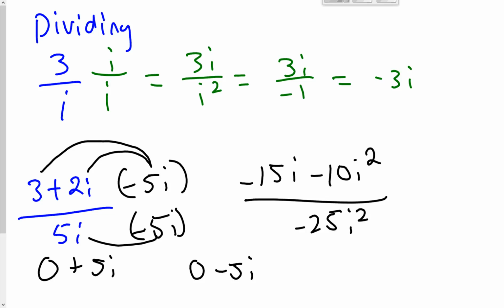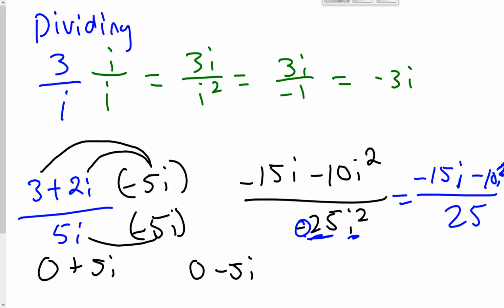Again, i squared basically just changes this coefficient, right? Because i squared is negative 1. Negative 1 times a negative is just going to change the sign. So we have negative 15i minus 10i squared over 25i squared. Now I can fix the top too, right? Because I said i squared is negative 1, which just changes this sign. So we have negative 15i plus 10 all over 25.